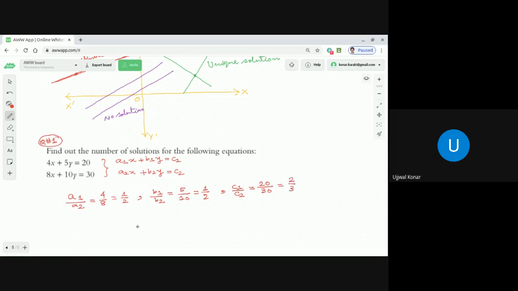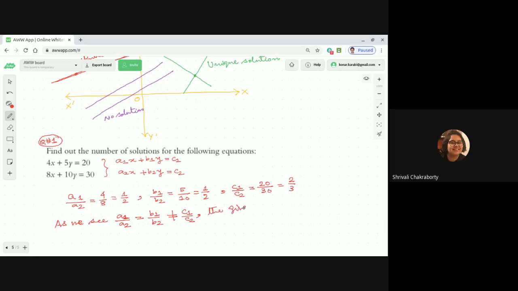So what we see, as we see, a1 by a2 is equal to b1 by b2 is not equal to c1 by c2. The given equations have no solutions.